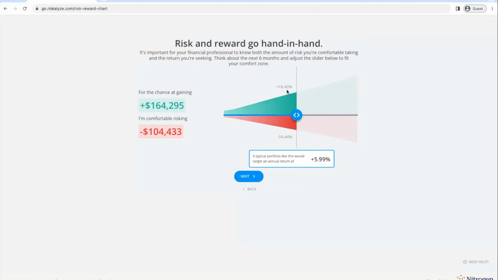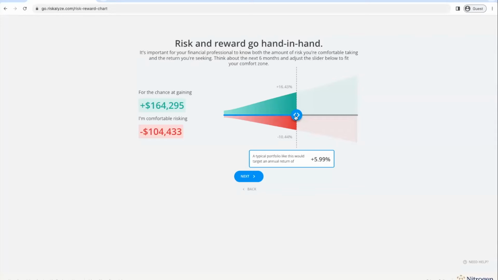So if we look at the percentages here, you have a 95% chance that your returns will fall between 16.4% of a gain or 10.4% of a loss in any given 6-month period of time. So it's giving us these guardrails on our market experience.